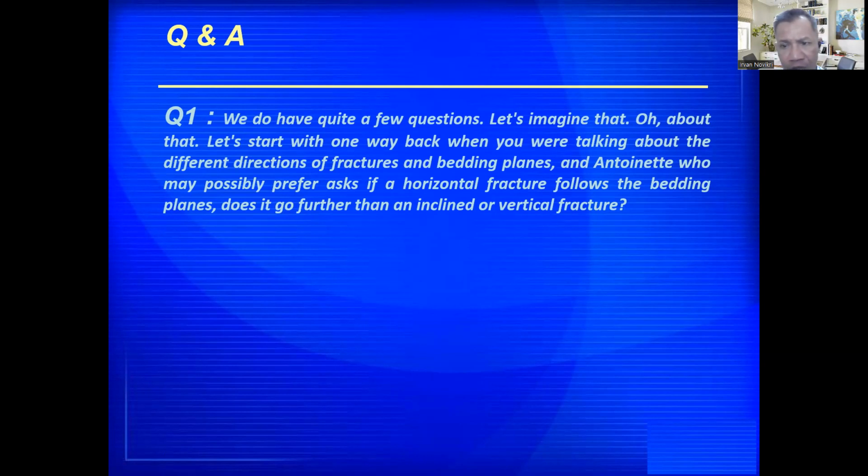The question is: if a horizontal fracture follows the bedding plane, does it go farther than an inclined or vertical fracture? Very good question, actually. In most cases, no. You can extend it, but when you are fighting the overburden and you have a horizontal fracture, what you are going to see, all things being equal, is that your surface pumping pressure will be much higher in many cases.